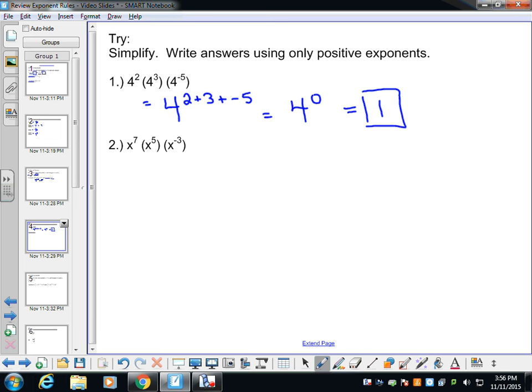The second one, they're multiplying all my terms together. They all have a base of x. So I will simply add my exponents together, which gives me x to the 9th.